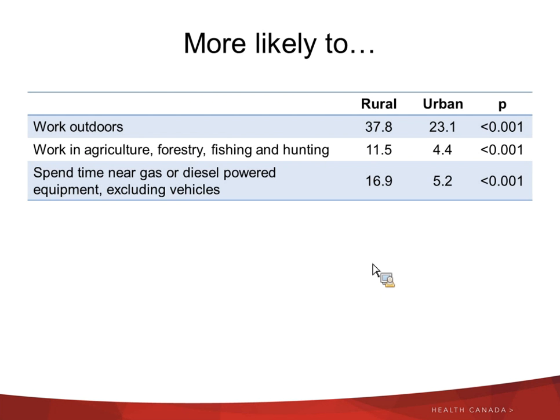Also, rural respondents were more likely to work outdoors, almost 40% in rural areas compared to 23% in urban areas. As well, they were more likely to work in strenuous outdoor occupations, 11.5% versus 4.4% in urban areas, and to spend time near gas or diesel powered equipment, 17% versus about 5% in urban areas. This was not sensitive to adjusting for age, sex, or socioeconomic status.